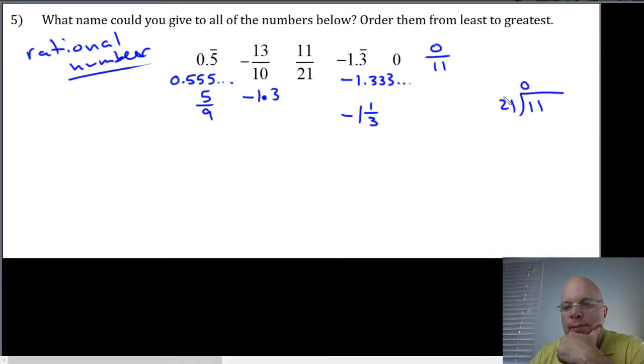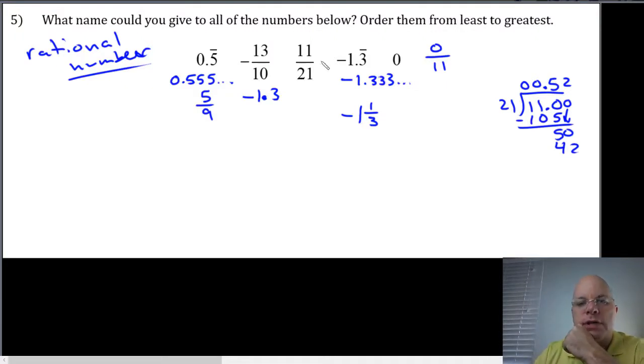How many 21s are in 1? 0. How many 21s are in 11? 0. Then I reveal the 0 in the tens place. I line up a decimal in my quotient. How many 21s are in 110? 5, because 5 21s is 105. The difference here is 5. And then I reveal the 0 in the hundredths place and bring it down. How many 21s are in 50? 2. 2 21s is 42. And now I have enough information to confirm what I suspected, that this is less than 0.555, repeating.